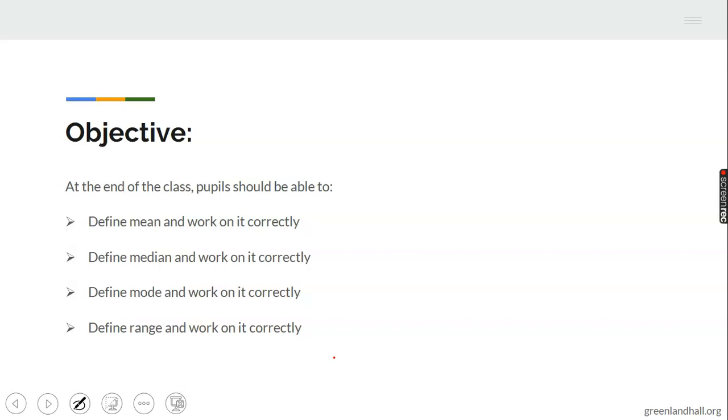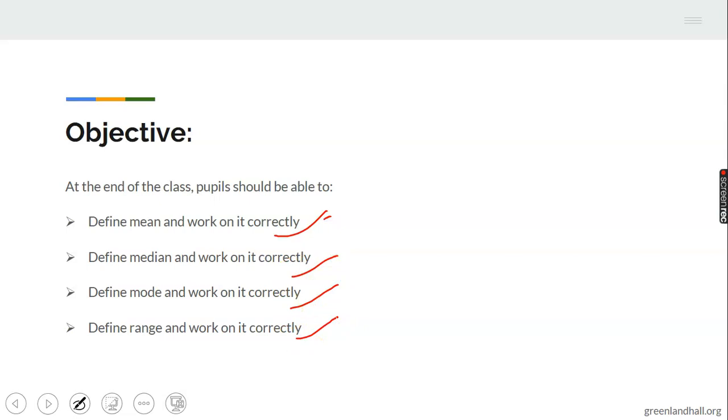At the end of the class today, I will expect you to be able to define mean and solve any question you see on it. Either your past question, your textbook, your friend gave it to you, anywhere you see it, you'll be able to solve it. Then you'll be able to define median and also be able to work on it correctly. And then you'll be able to define mode, work on it correctly, and then define range and work on it correctly. These are the things you're expected to do at the end of the class.